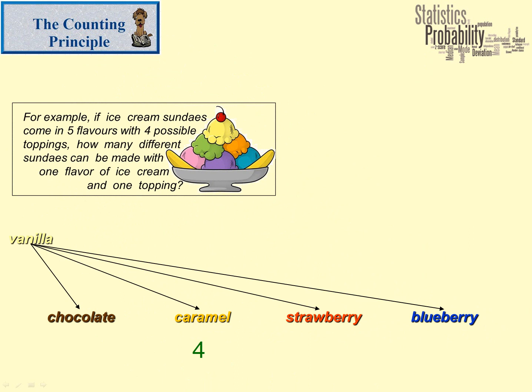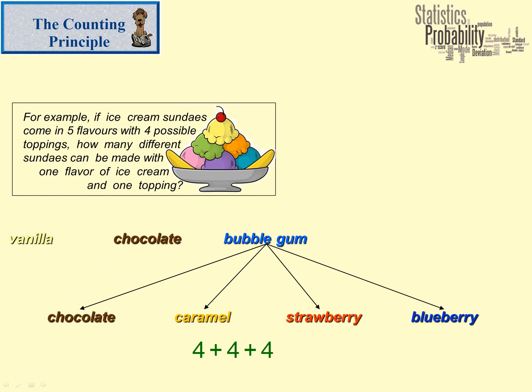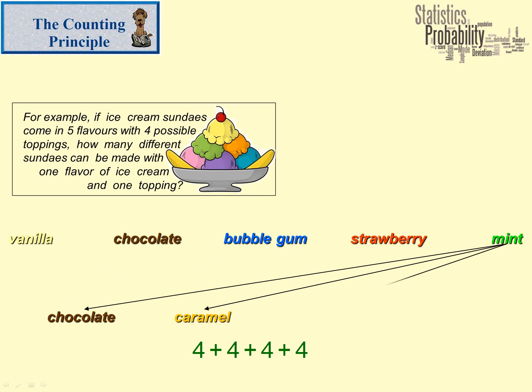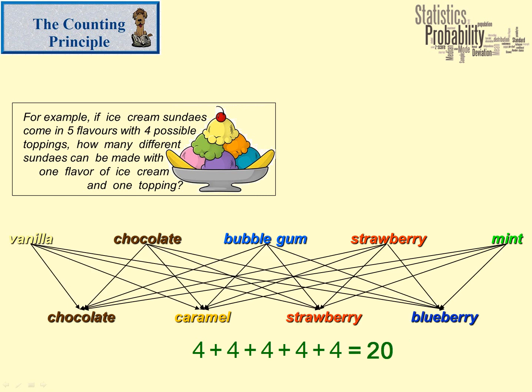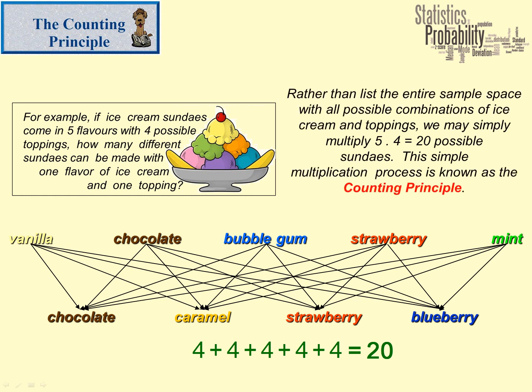So let's look at the options. Ice cream flavors above, toppings below. So vanilla has 4, each of these has 4, so altogether we have 20. Now, by the counting principle, it's far easier than having to list these and then add them together to say, if there are 5 options for the one and 4 for the other, then we simply multiply them together. That's the counting principle.